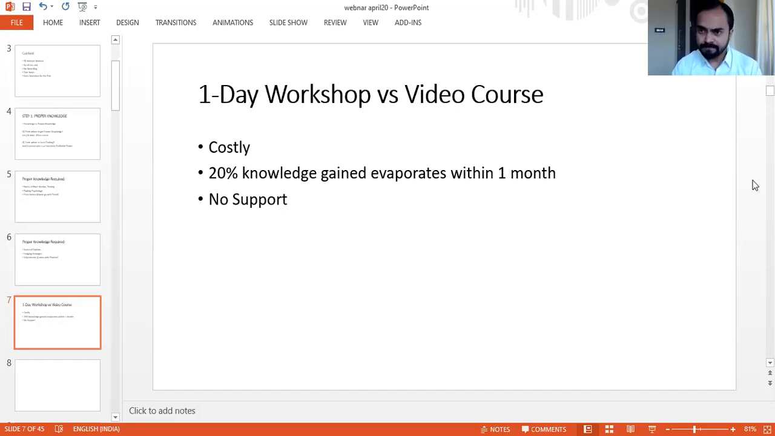So is it worth it? I don't think so. Because in 1 or 2 days, how much can you teach? And if you teach 100%, then 20% goes into mind. And out of that 20% also, within 1 month, everything vanishes. Then what's the use of paying 20,000 rupees and getting nothing?